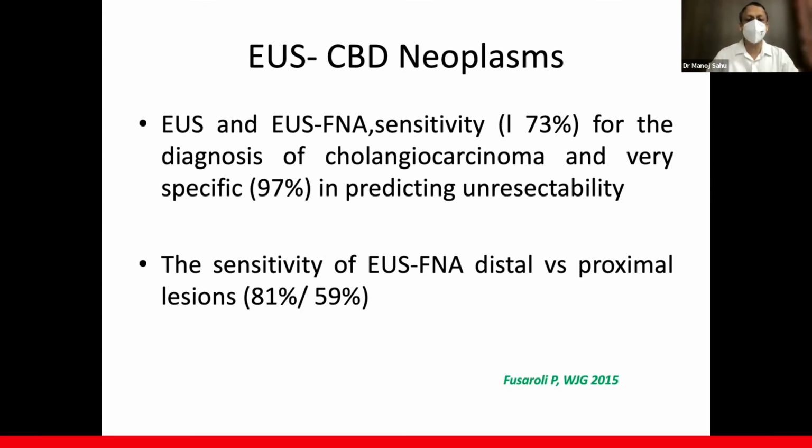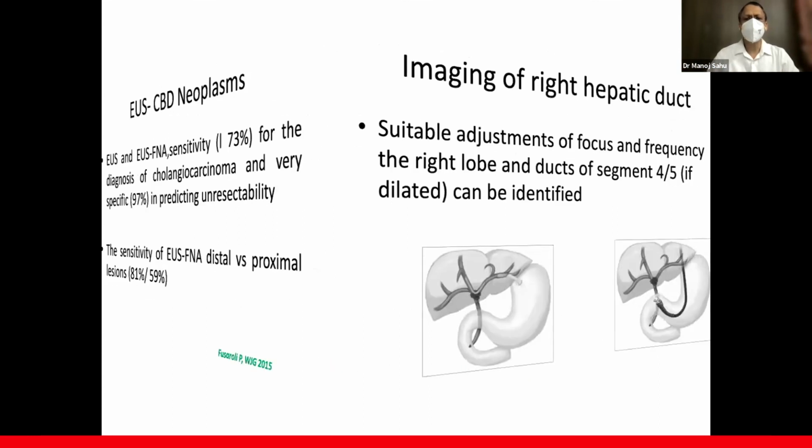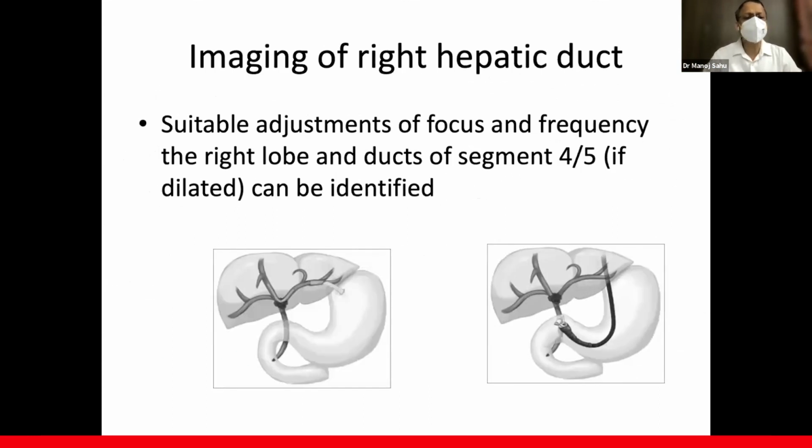Sensitivity of EUS FNA, distal versus proximal, distal is good, as we know. Imaging of the right hepatic ducts can be done by suitable adjustment of focus and frequency, and the right lobe can be imaged from the proximal stomach, at the GE junction also. Segment 4 and 5 ducts can be seen if they are dilated. There are reports of therapeutic intervention for drainage of an obstructed right lobe, from the stomach and from the bulb of the duodenum.